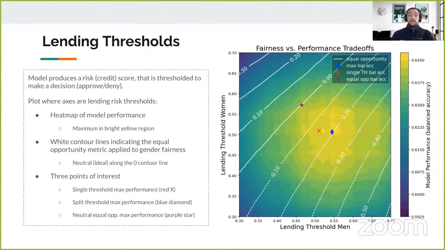Now, the difference in the model performance between the red X and the purple star is possibly a sizable chunk of money. And so if a bank were to choose to operate their credit scoring model at the purple star, or even just closer to the purple star, that would represent an investment on their part in achieving their fairness goals.